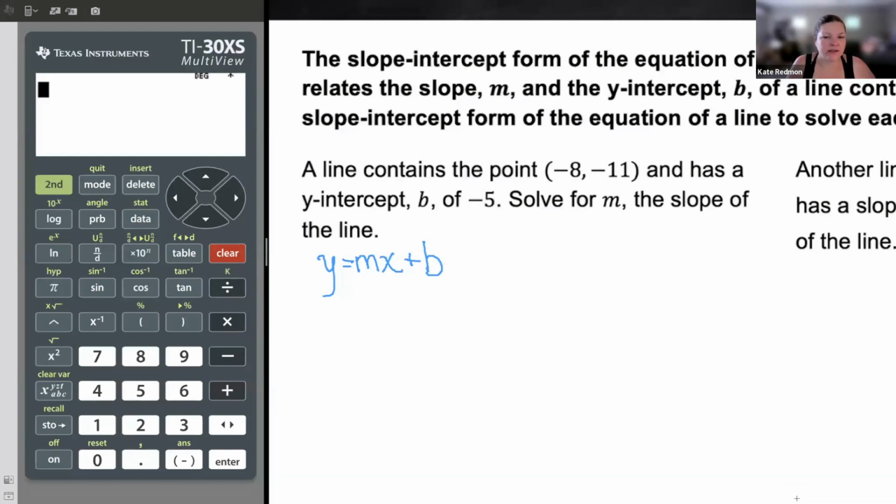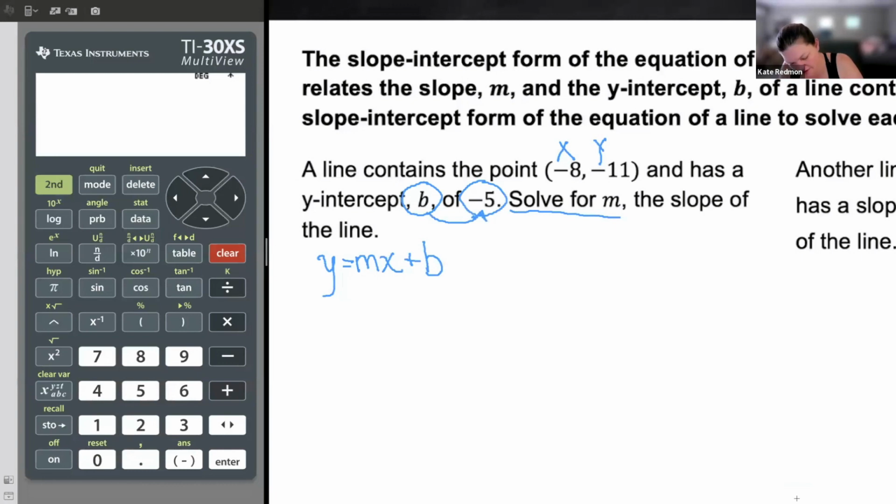So it says a line contains the point -8, -11, and I told you that was your xy. So -8 is your x and -11 is your y, and has a y-intercept b of -5. So a little weird that the y-intercept is called b, but that's what it is. So there you go. Your b is equal to -5. And we've been asked to solve for m. All right, let's do our substitution.